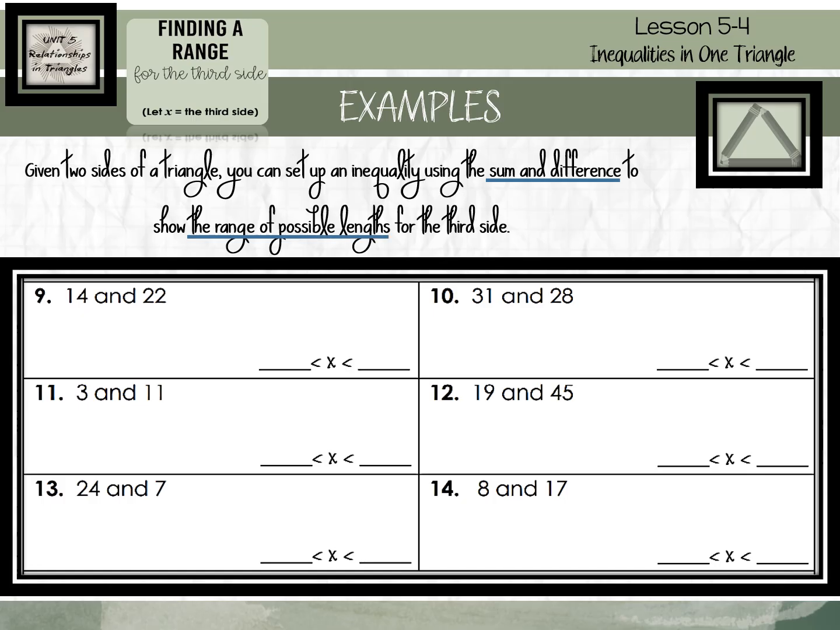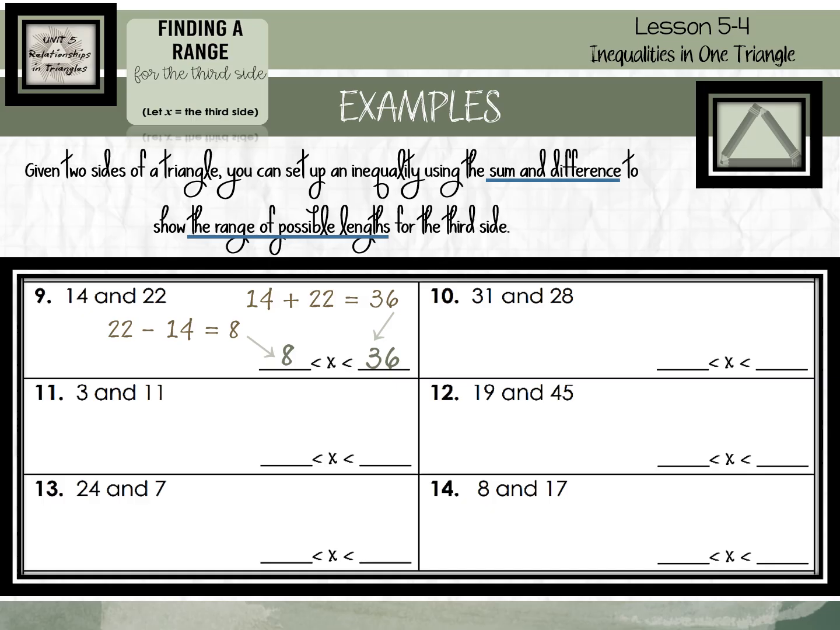So I don't know why I always add them first, but 14 and 22 is 36. That's the upper end. Can't be 36, but that is where it stops, just short of 36. And if we subtract, we get 8. So the third side could be anywhere between 8 and 36, not including either one.